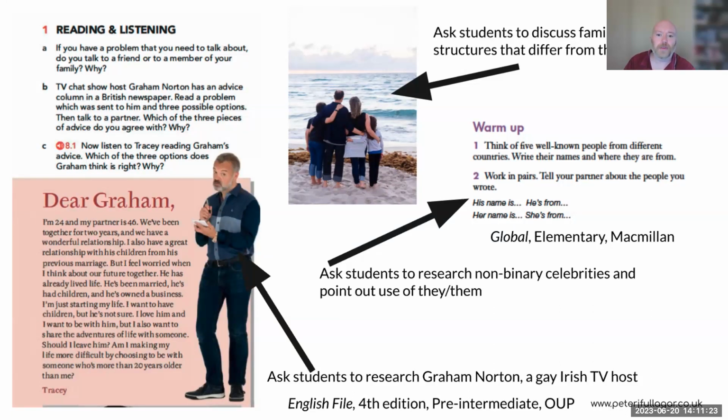Underneath that, we've got the warm-up here. So it's to think of 5 well-known people from different countries. And you'll see that in the sentence starters, it says his name is, he's from, her name is, she's from. And again, here you could add their name is, they are from. Or you could ask students to research non-binary celebrities, and then that can point out the use of they and them.